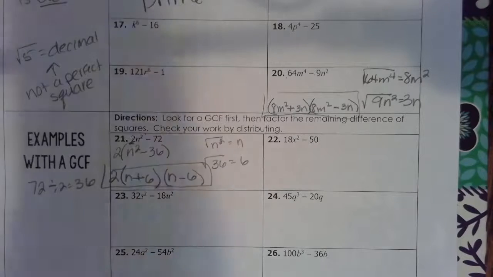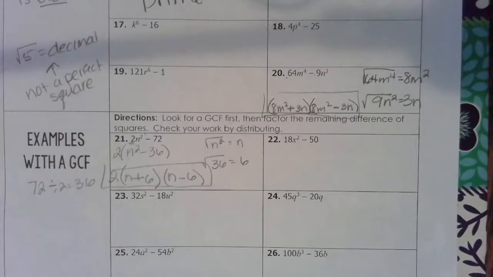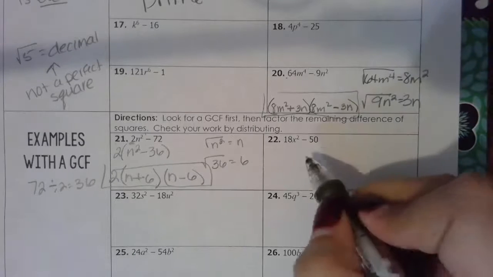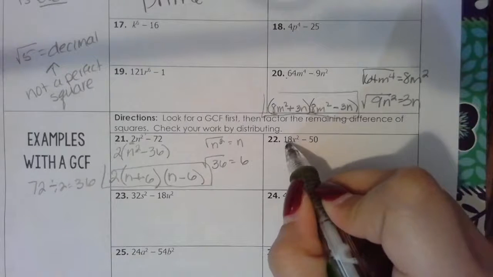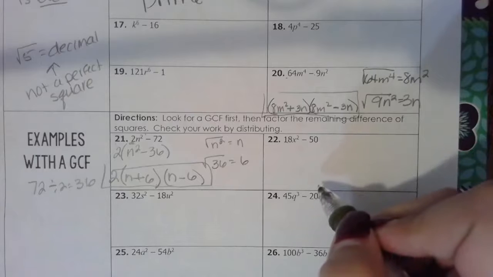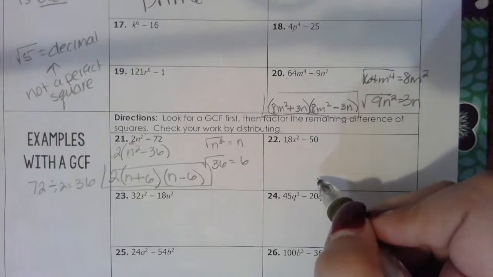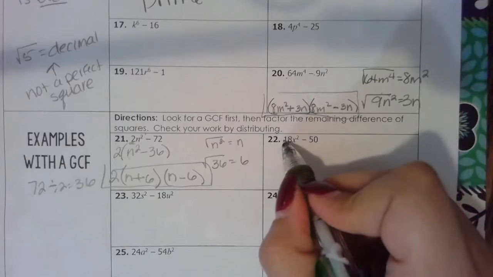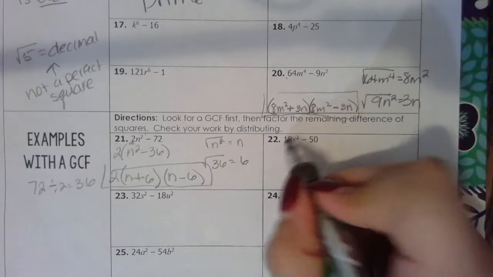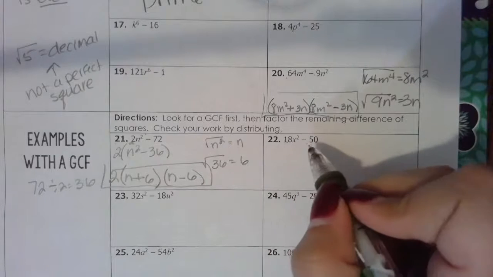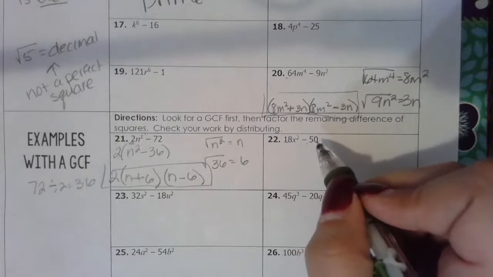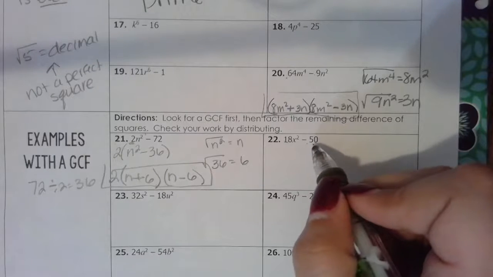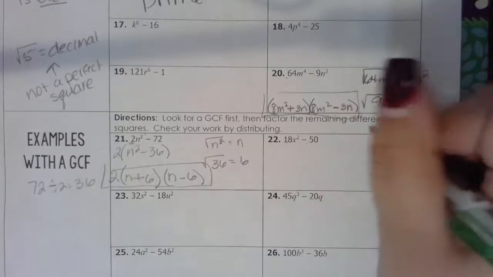Notice we have 18x squared minus 50. 18 is not a perfect square, and neither is 50. But if you take a 2 out of 18, you get 9. And if you take a 2 out of 50, you also get 25. And 9 and 25 are both perfect squares.